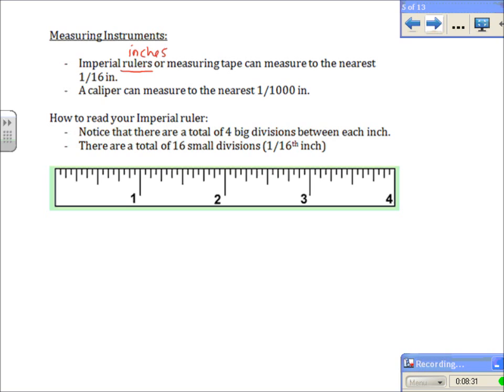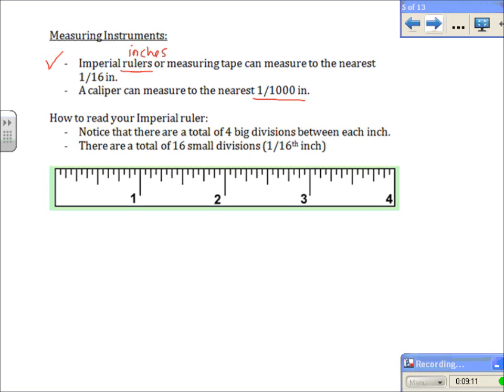Measuring tape can also, very often if you look at a measuring tape, if you have one at home, maybe in your garage or in your tool case, those almost always have feet and inches on them. Okay, very common that our measuring tape is in imperial units. There are also calipers that measure the diameter of something round, and it reports that answer to the nearest thousandth of an inch. So, for example, 1.156 inches. Okay. We're not going to look at calipers, imperial calipers, but we are going to talk about rulers.